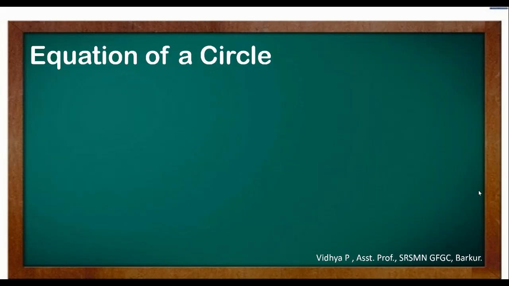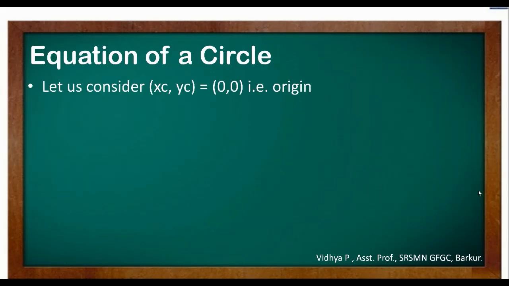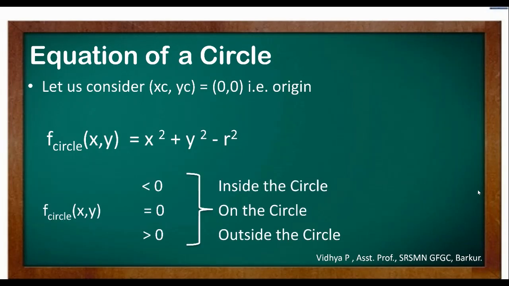The equation of a circle can be rewritten as f circle of x, y is equal to x square plus y square minus r square. Given a point x, y, if f circle of x, y is less than 0, the point x, y is inside the circle. If it is equal to 0, then the point is on the circle, and if it is greater than 0, the point is outside the circle.